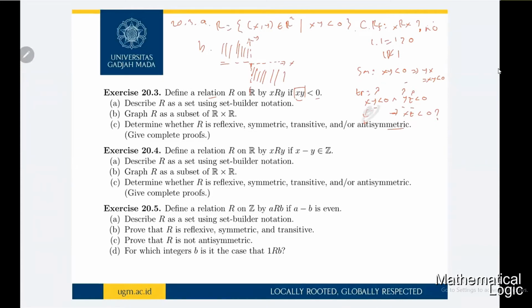But when it is not transitive, we can also use a counterexample. That's the easiest one. For example, 1 times minus 1 is less than 0, and minus 1 times 2 is less than 0, but 1 times 2 is greater than 0. So it's not transitive. So how about the last one? Is it anti-symmetric?